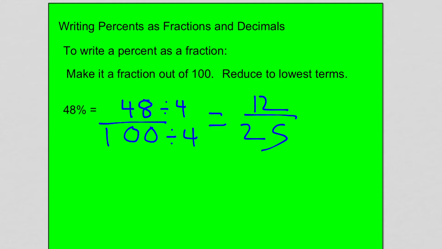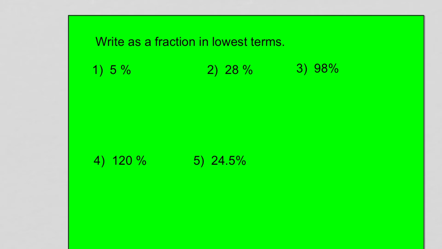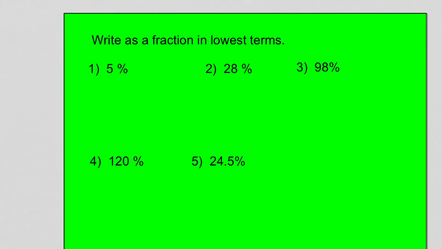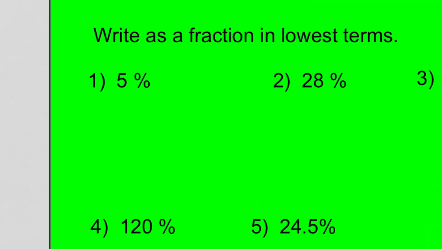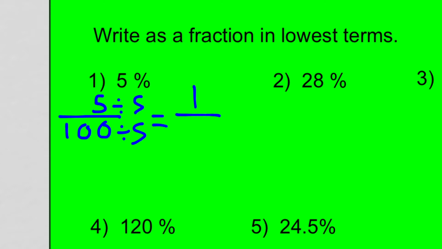I'm going to flip forward. 5%. Well, percent means out of 100, so 5 out of 100. And then lowest terms, well, the greatest common factor of 5 and 100 is 5. So we divide the numerator and denominator by 5. 5 divided by 5 is 1. And 100 divided by 5 is 20. 1 over 20.